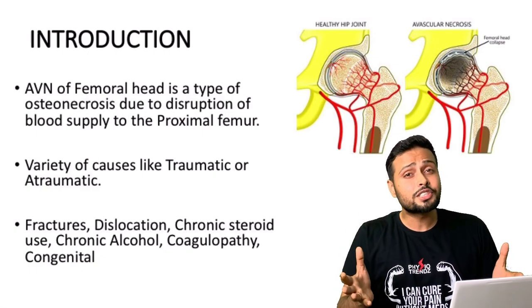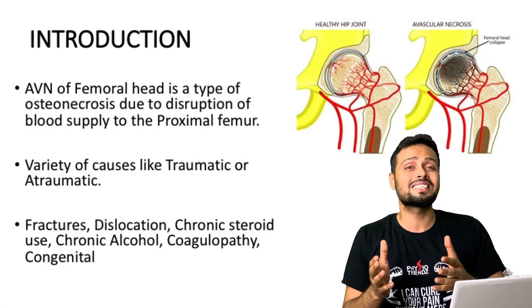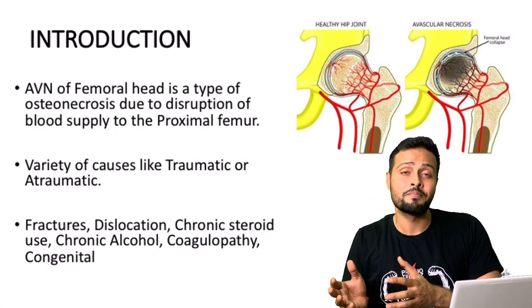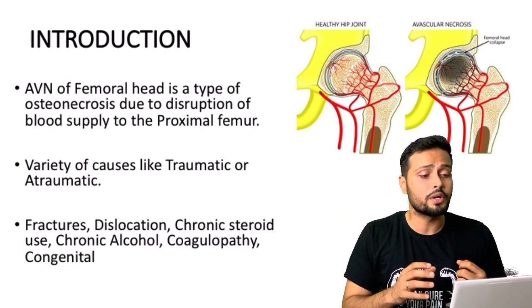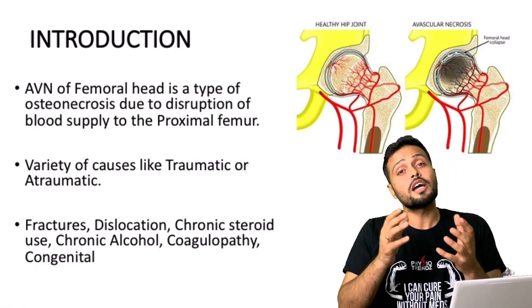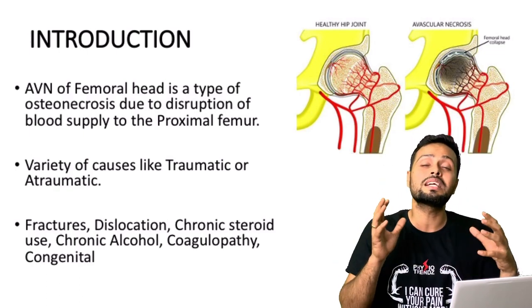Now why is avascular necrosis of hip very much common? For that we have to understand that it can be caused by traumatic or atraumatic conditions. Traumatic, like it can be road traffic accident or direct trauma, or it can be dislocation, or it can be chronic steroid use. Atraumatic can be chronic alcoholism, coagulopathy, or it can be congenital.